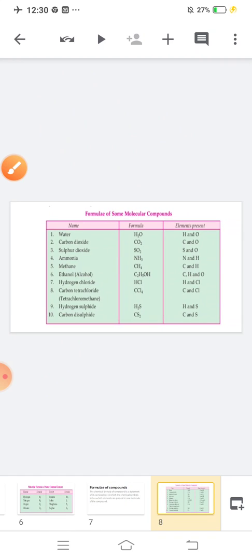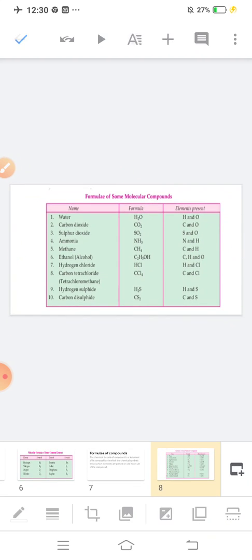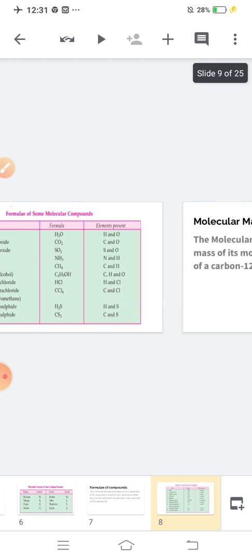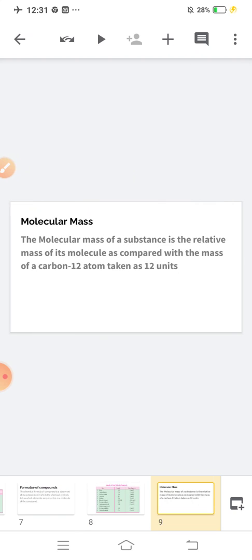Water, H2O. Carbon dioxide, CO2: one atom of carbon and two atoms of oxygen. Clear? Sulfur dioxide, SO2, sulfur and oxygen. Ammonia, NH3, nitrogen and hydrogen. Methane, CH4, carbon and hydrogen. These are all the formulas of molecular compounds. Is this clear? Now, our next topic is molecular mass.